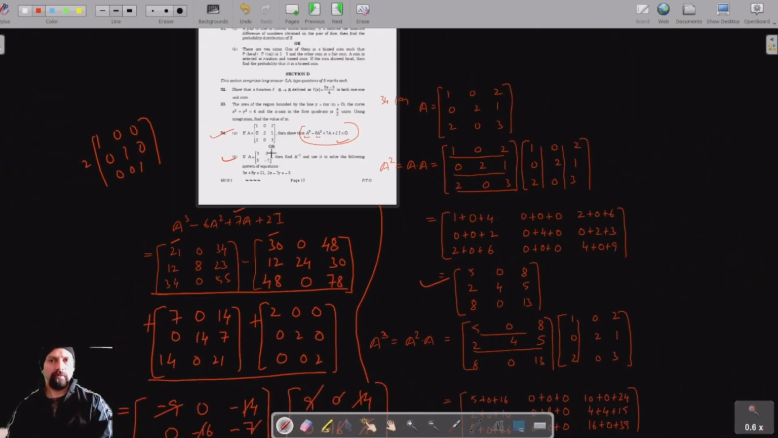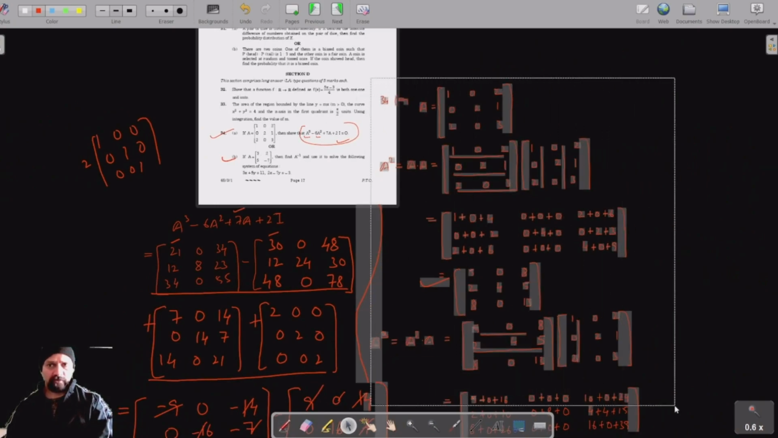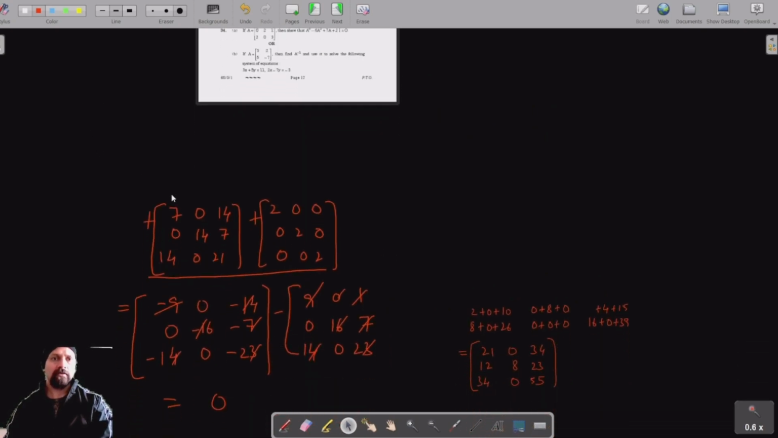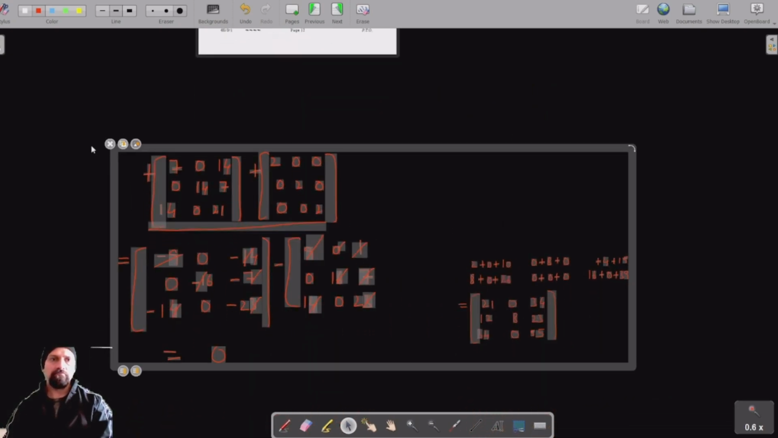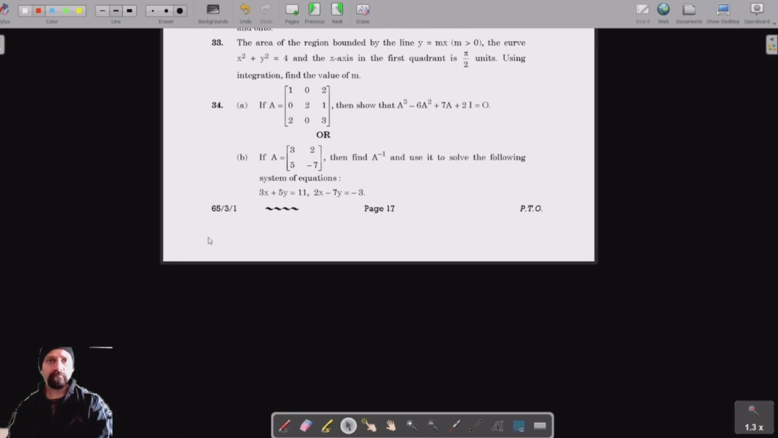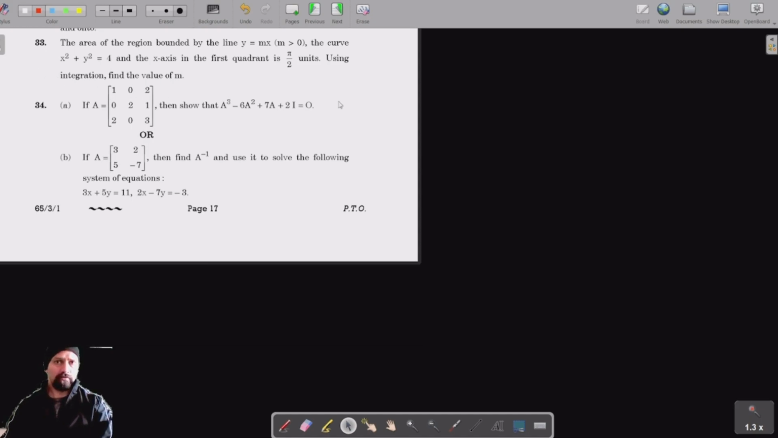Okay, let's move on to part B, where we have to solve a set of equations by finding the inverse of the square matrix. So we are on question number 34 part B.